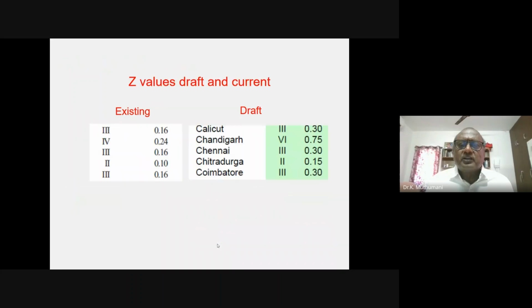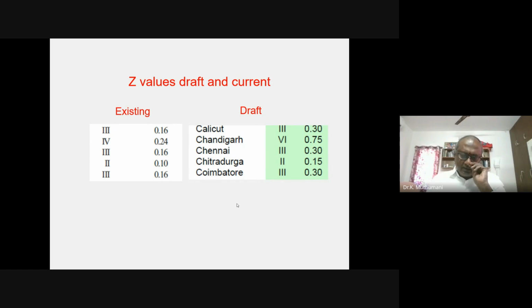So I want you to note that. For example, if you are looking for a building in Calicut, as per the existing code, it is only 0.16, whereas in the draft code, it is 0.3. That means nearly twice. Let us come to Chandigarh. The existing code says it's about 0.24, which is now revised to 0.75. That means nearly 3 times.